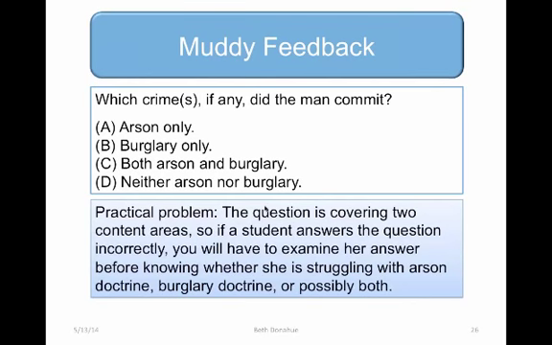You can also get muddy feedback. This is a C-type question. Which crime or crimes, if any?